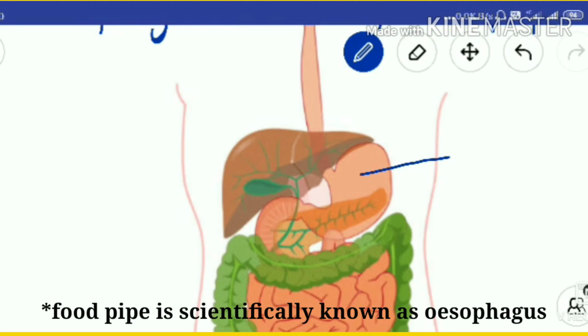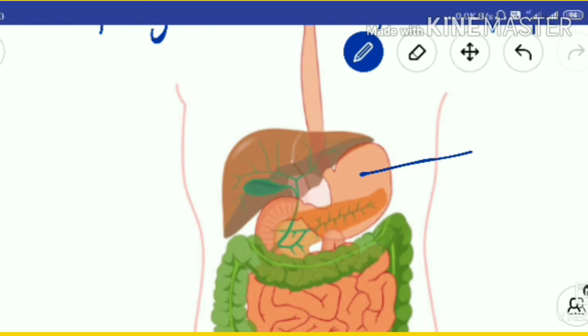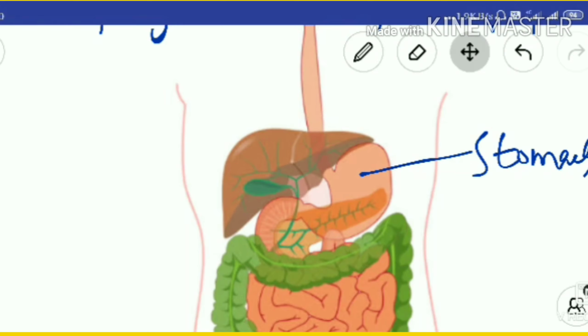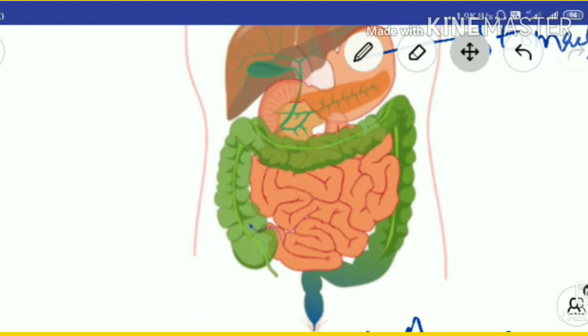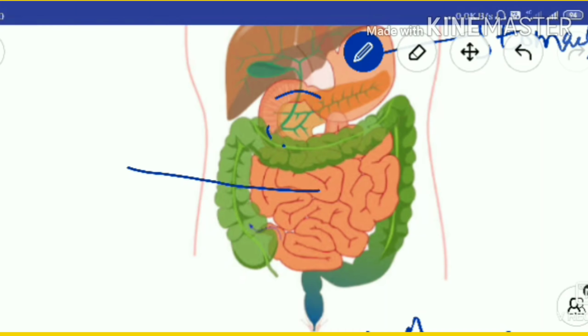See, this is the bag-like structure that is known as the stomach. Okay, stomach. After the stomach, a coiled structure you can see. See, the coiled structure that starts from here, like this it goes. This small coil-like structure is known as the small intestine.